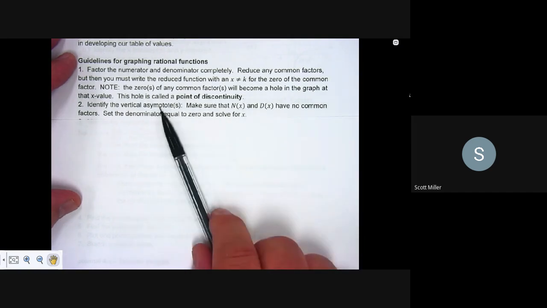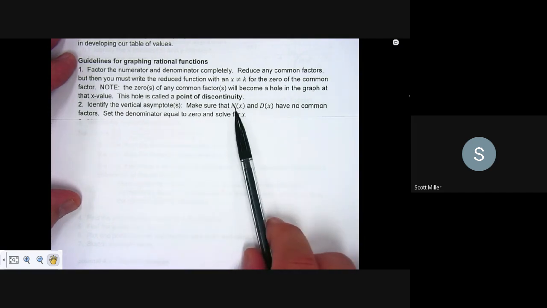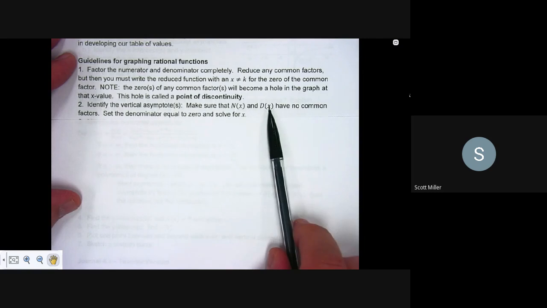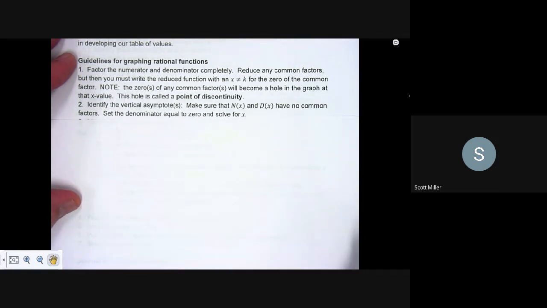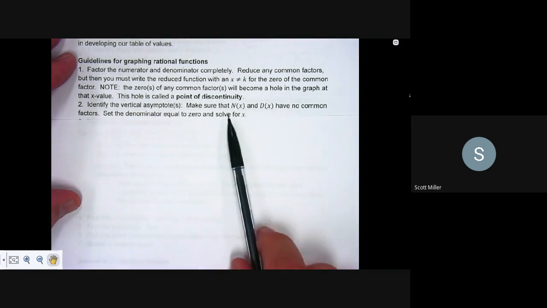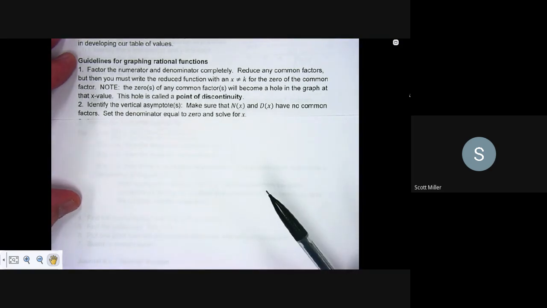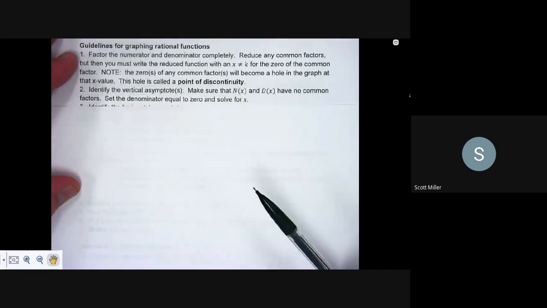Again, before I can do vertical asymptotes, I need to make sure that the top, the numerator, and the denominator have no common factors. So don't forget to do step 1. And then we take the denominator, we set it equal to 0, and we solve for x. This is what we did last time, where we took the denominator, set it equal to 0, and solved for it. And then we get our vertical asymptotes. And you can have more than one.